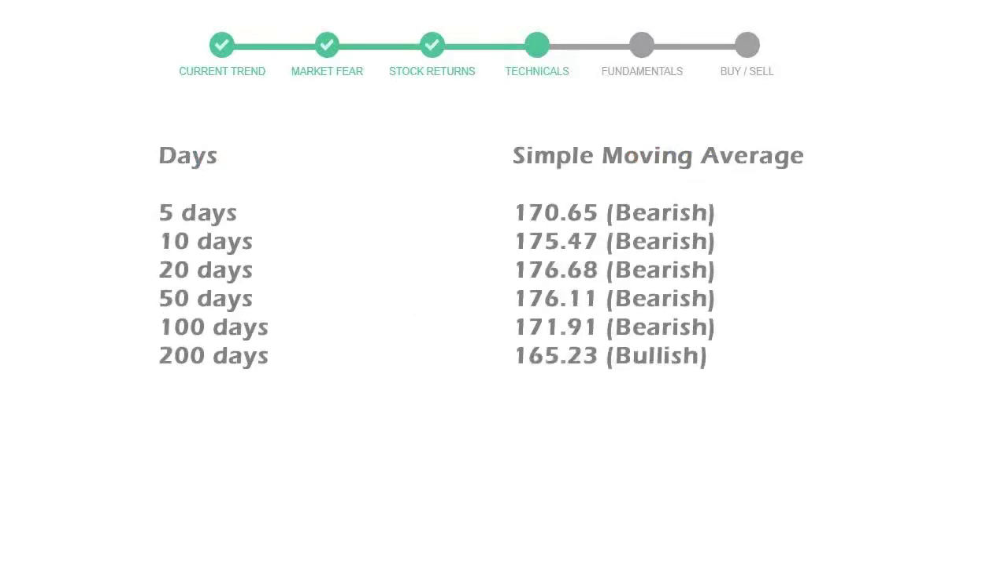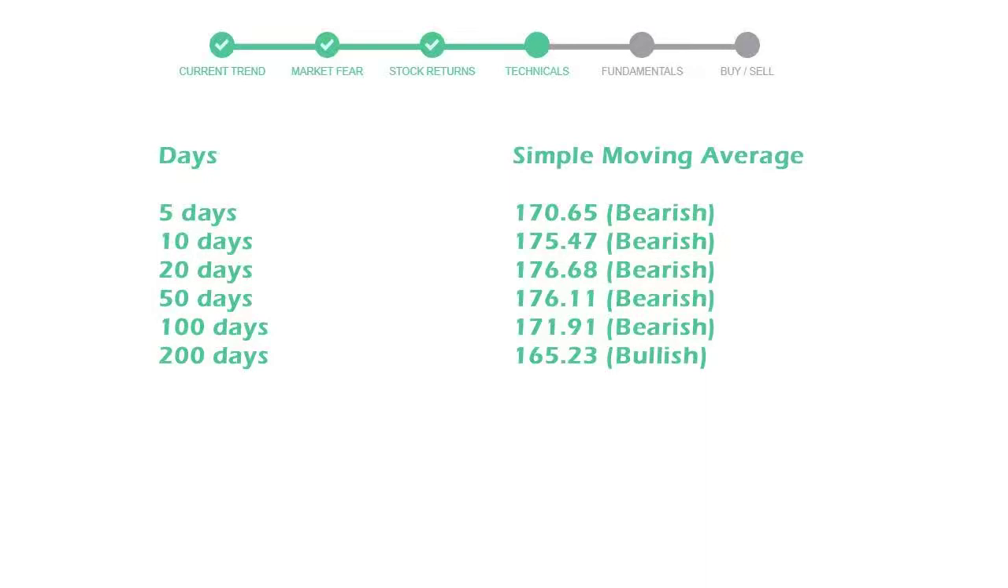Now let's have a look at simple moving average data. Moving average indicates what could be the next footprint of the stock price in near future. 5-day average is 170 with a bearish indication. 10-day is 175 with a bearish indication. 20-day average is 176, which is a bearish signal.